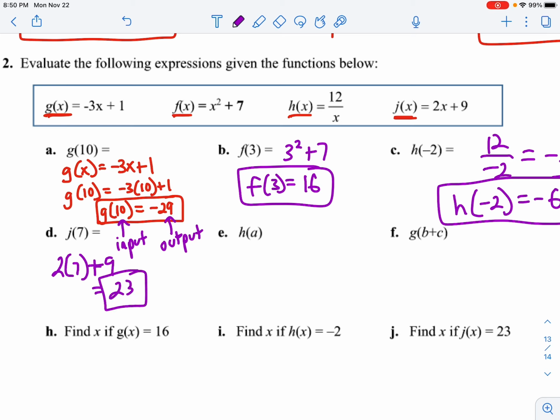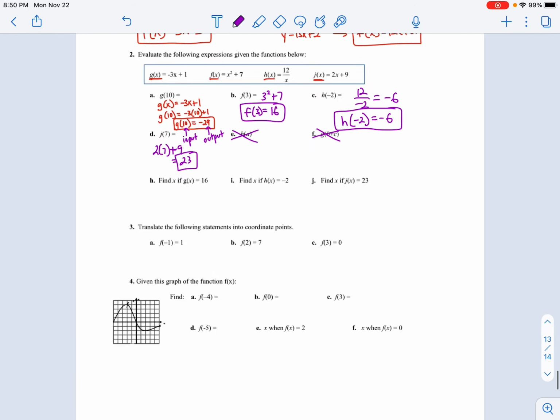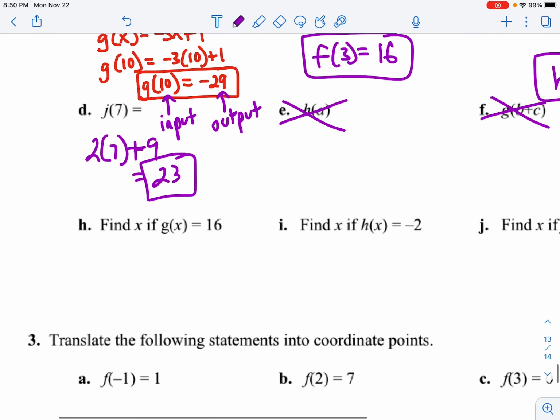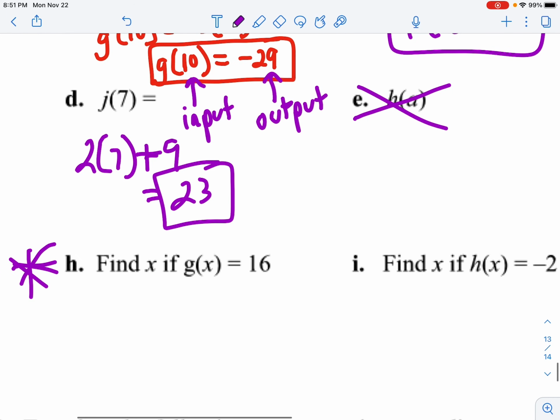And I believe all the answers are given below. You know what? You could skip E and F. You don't need those. And then H, I, and J, find x. All right, find x if g of x equals 16. So these 3, you actually got to go backwards. They're telling you that 16 is the output. What's the input?